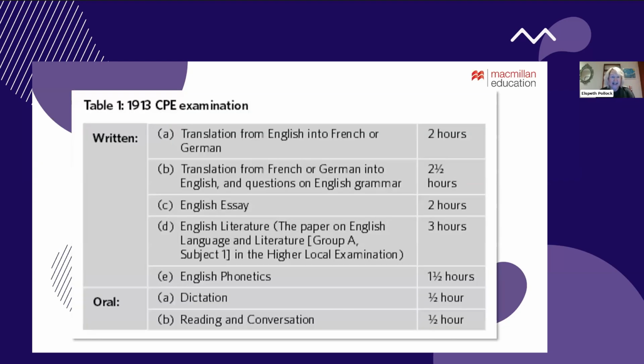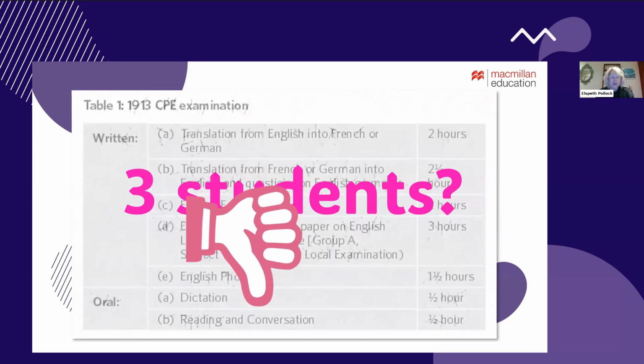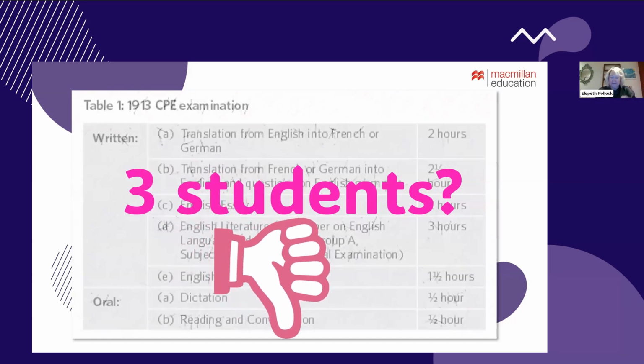Here is the actual overview of the written and the oral exam itself. You can see the 12 hours there. You can count them up on that side if you want to. There was some translation, there was some literature, and some phonetics. There you have the exam itself. And if you're wondering about those 3 students who took that first exam, well, unfortunately, they all failed. Never mind.